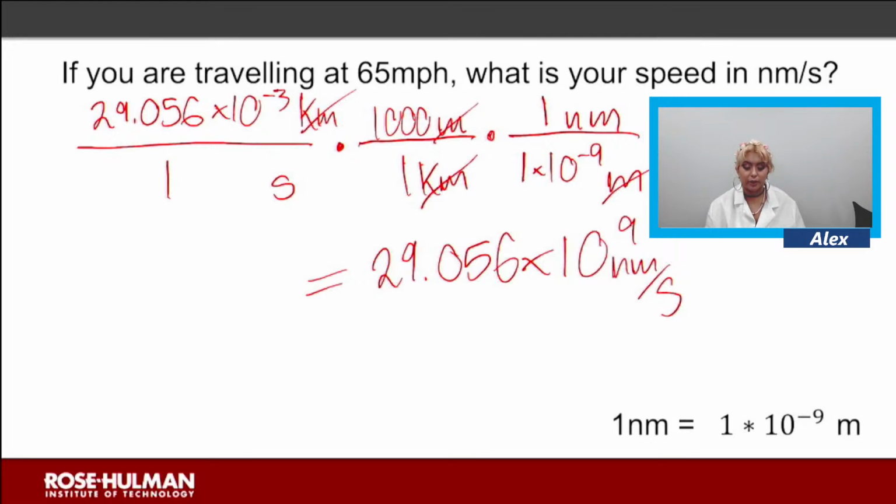Which makes sense if you think about it, because we went from times 10 to the negative 3, multiplying by 10 to the 3, so that should cancel out. And since we are dividing by 1 times 10 to the negative 9, that's the same as multiplying by 1 times 10 to the positive 9. And so, in the end, these two things cancel each other out, and we are just multiplying 29.056 times 10 to the positive 9.